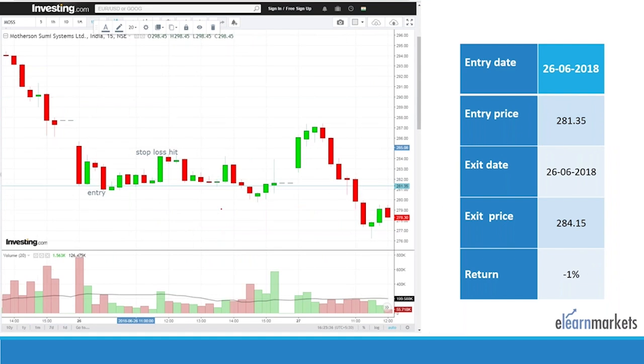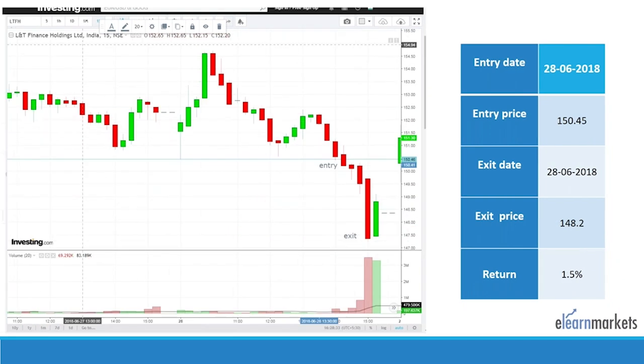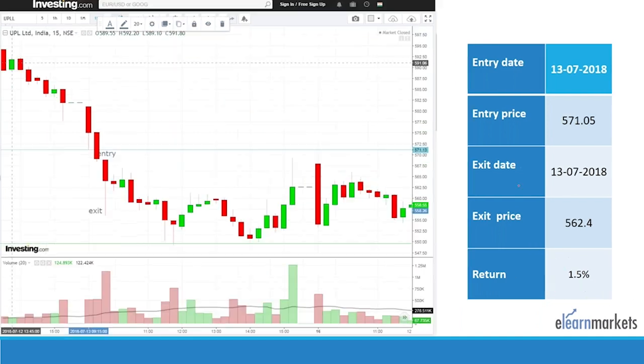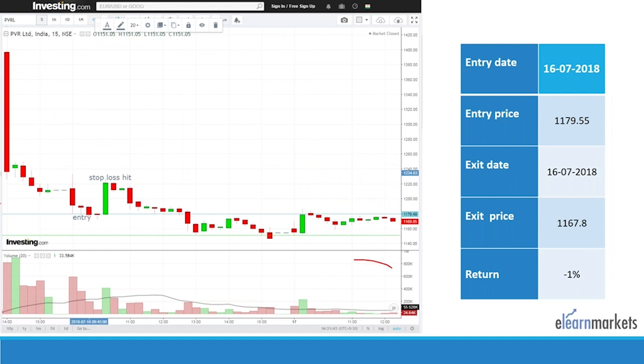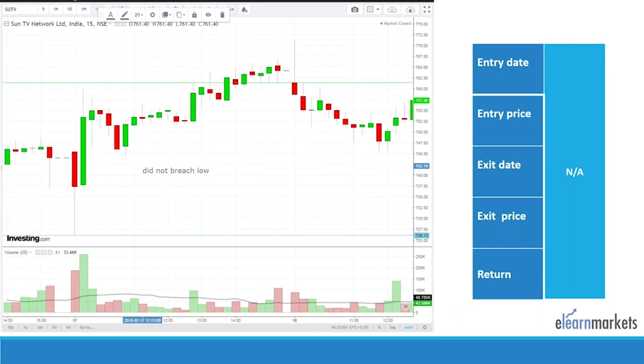Motherson Sumi, we tried the same thing. We entered, but it reversed, and the stop loss of 1% got hit. L&T Finance, we tried the same thing. It worked with a profit of 1.5%. UPL, we tried the same thing. It worked with a profit of 1.5%. PVR, we tried the same thing, but it did not work. However, we were able to exit the position with a stop loss of 1%. Sun TV, the trade did not get initiated because we got the output on the short side, but the low did not get breached, so the trade did not get initiated.